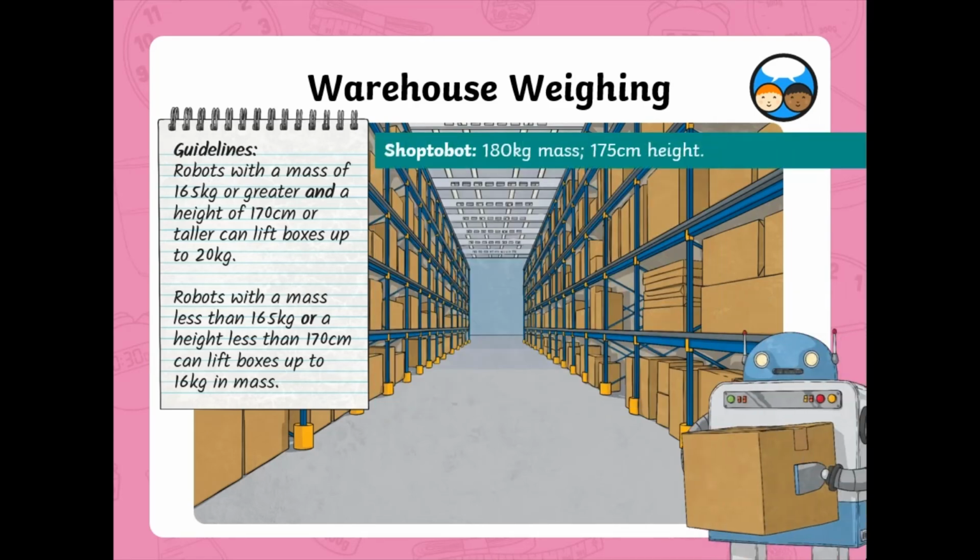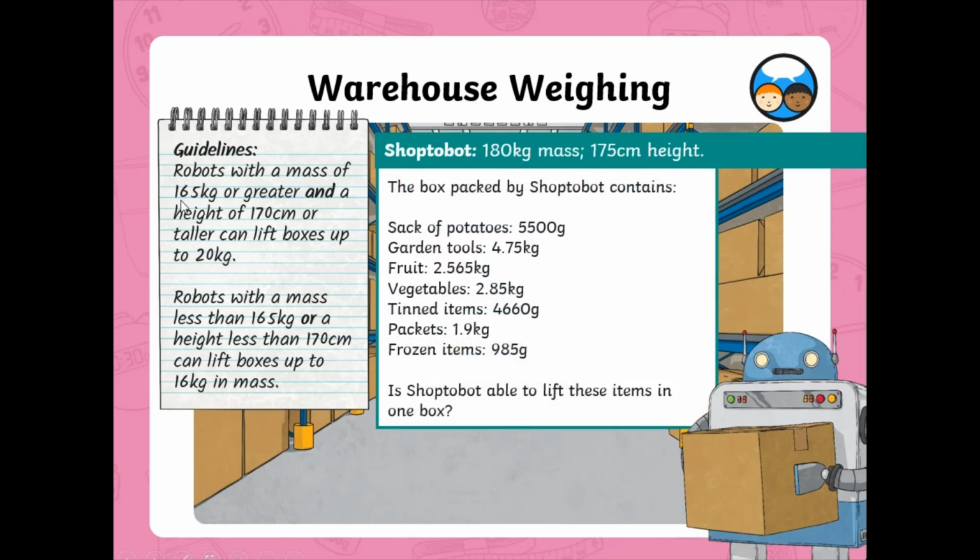Okay then. Let's look at the next one. We have got Shoptobot, and we learned that he was 180 kilograms and 175 centimeters in height, so he could lift boxes that were 20 kilograms heavy. So let's have a little look at this box that he was meant to be lifting up. What's the first thing you should do when you're going to add these up? Well, the first thing you're going to have to do is make all the units of measurement for the masses the same. So let's do that first. I'm going to put all of mine into kilograms. It's going to leave me with smaller numbers to add up.